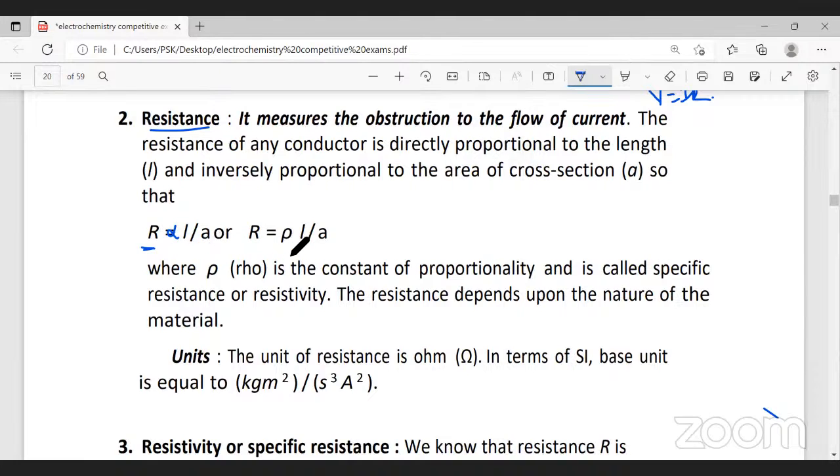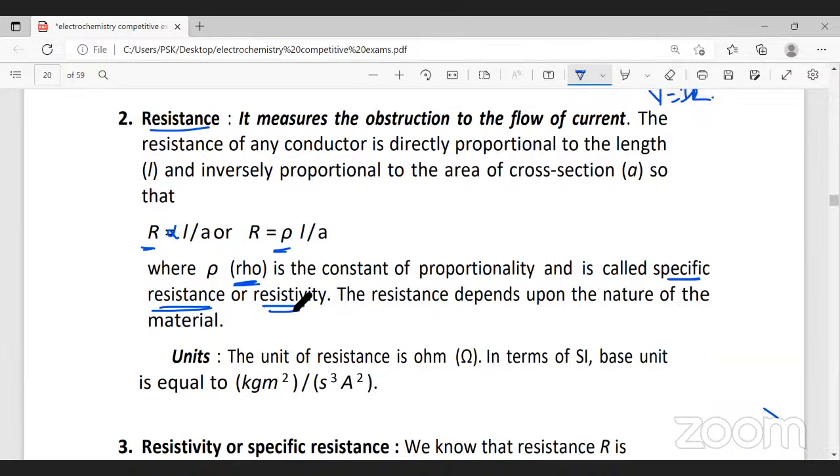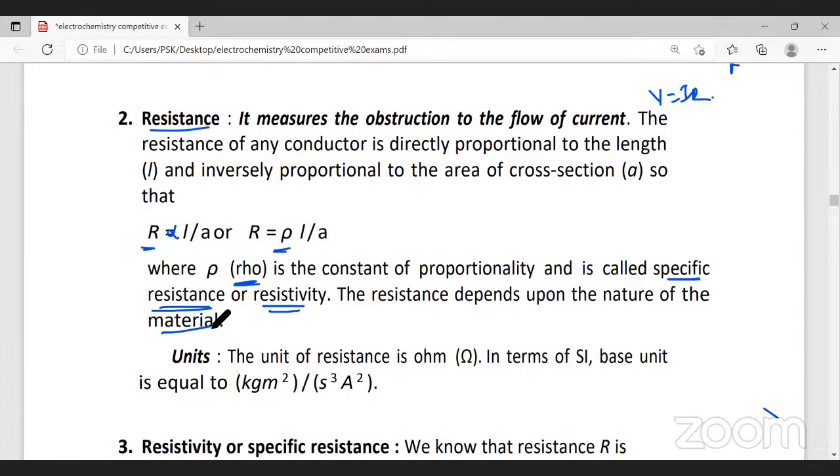If you remove the proportionality sign, we give a proportionality constant. This proportionality constant is called rho, R-H-O. It looks like P, but it is not P. It is a rho symbol. It is the constant of proportionality and it is called specific resistance or resistivity. The resistance depends upon the nature of the material.